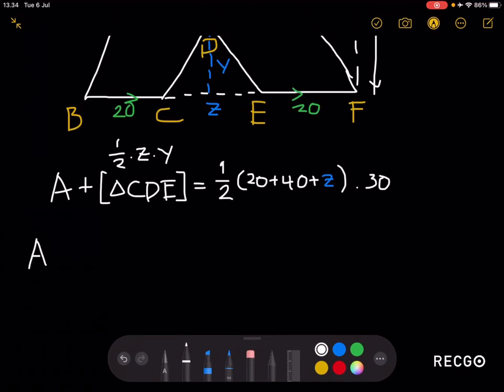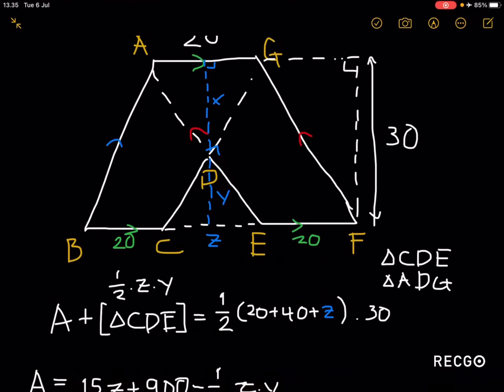Now, I'll just fast forward here. A bit of simplification, we get that it will be equal to 15 times z plus 900 minus a half times z times y. Alright, so let's see what we can do here.